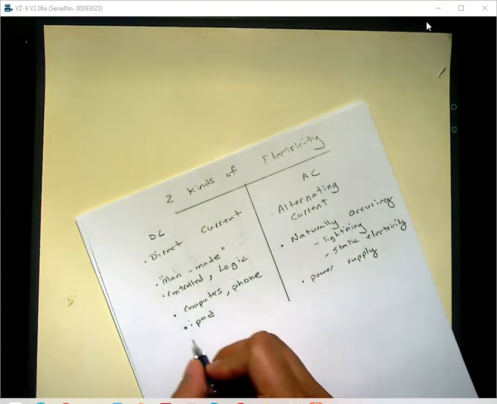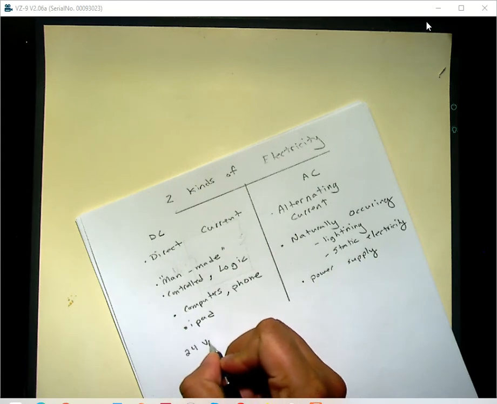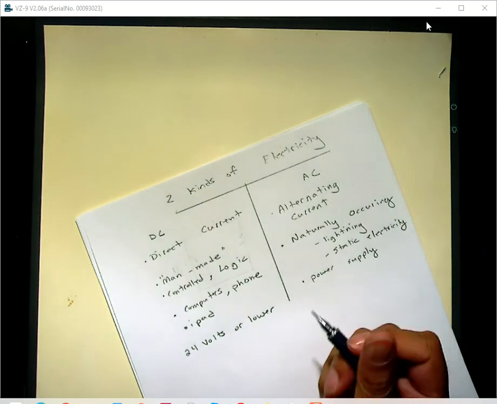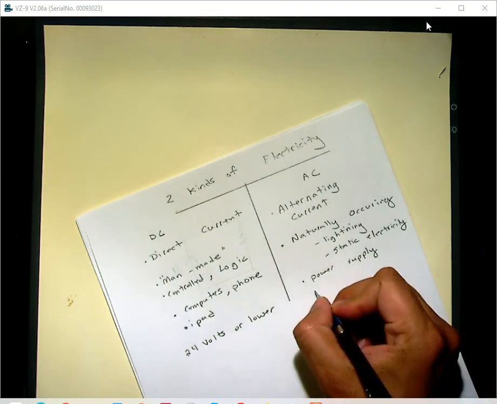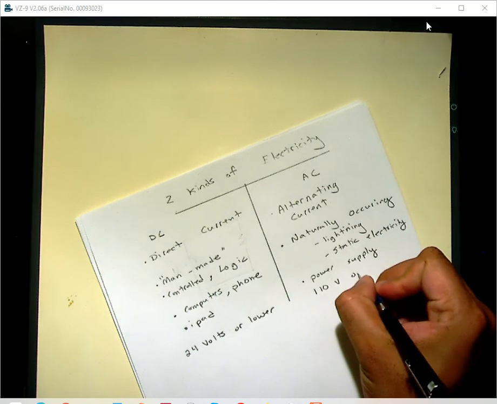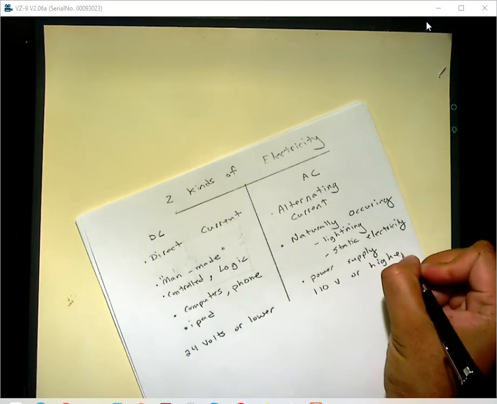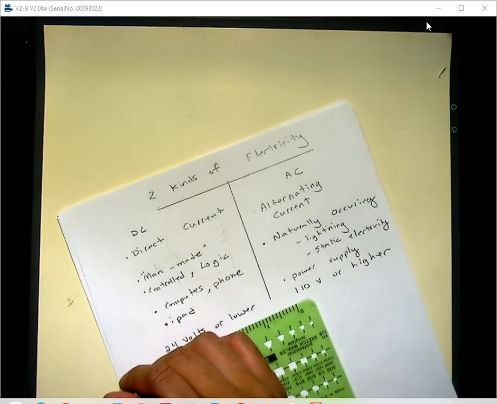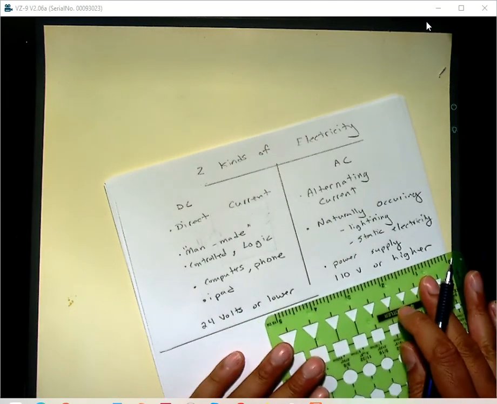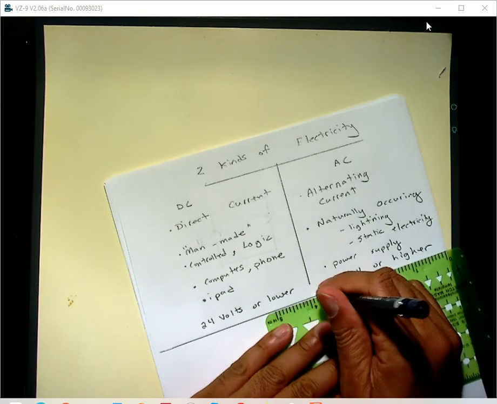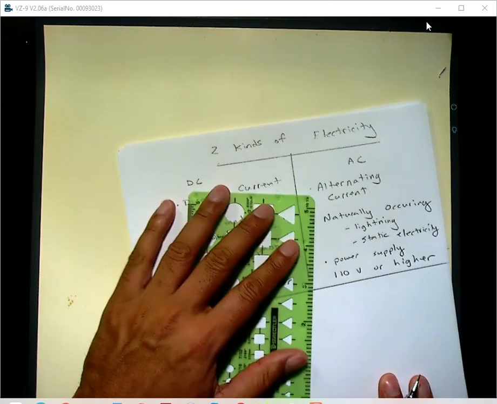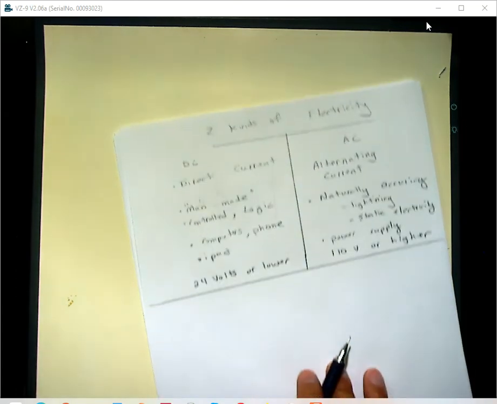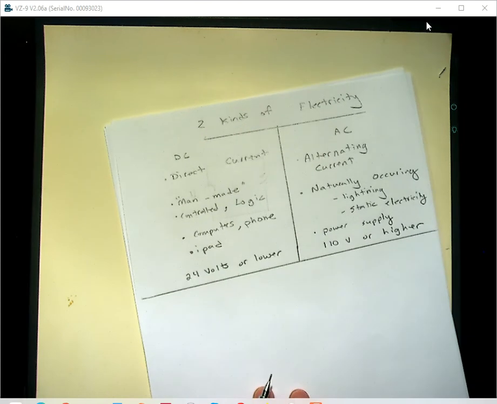Now, in a DC environment, you're going to operate at 24 volts or lower, and an AC environment is 110 volts or higher. And these are the two differences. Okay, so these are the two differences. Now we move forward.